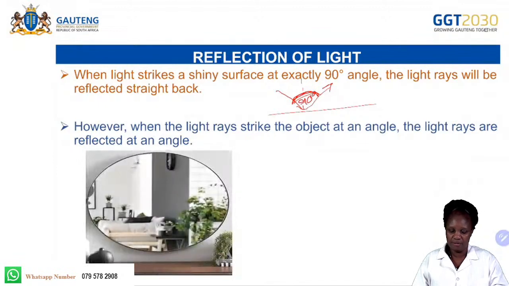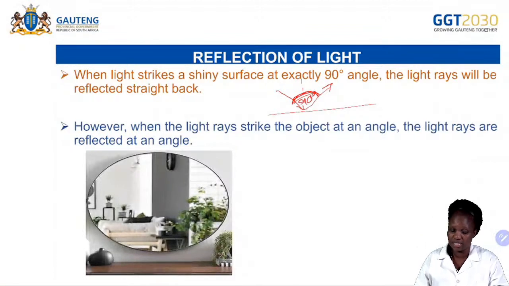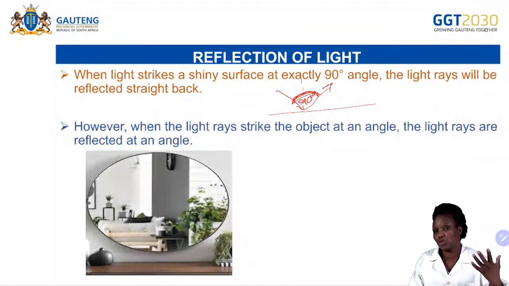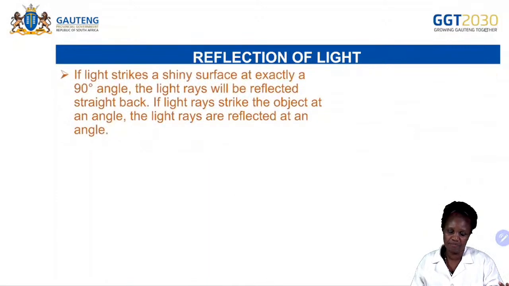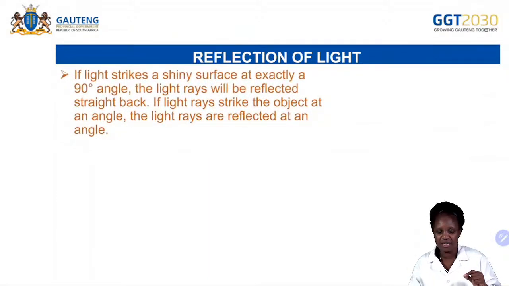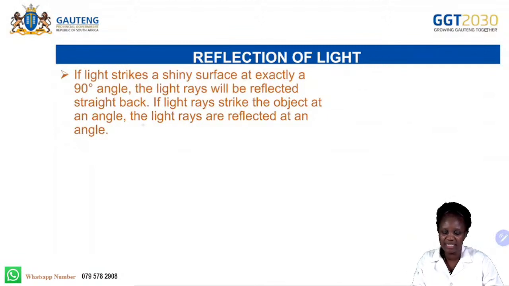And then we are seeing the mirror there that makes you see your reflection clearly on it because it has a smooth surface. It bounces back the light, right, in a predictable direction. If light strikes a shiny surface at exactly a 90 degree angle, the light rays will be reflected straight back. If light rays strike the object at an angle, the light rays are reflected at an angle as well.